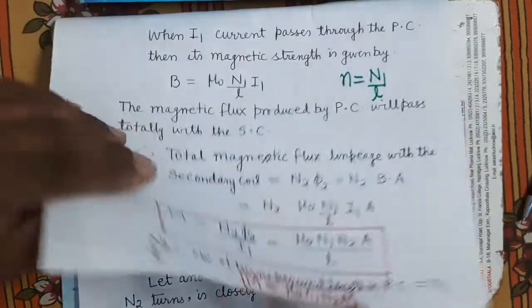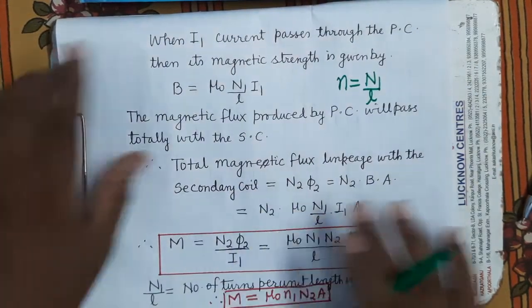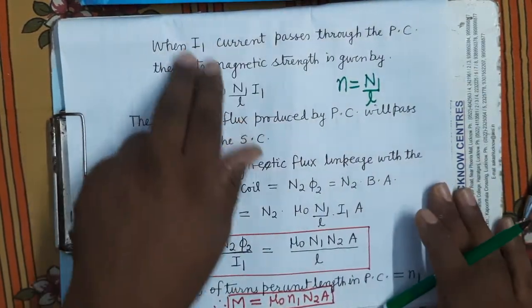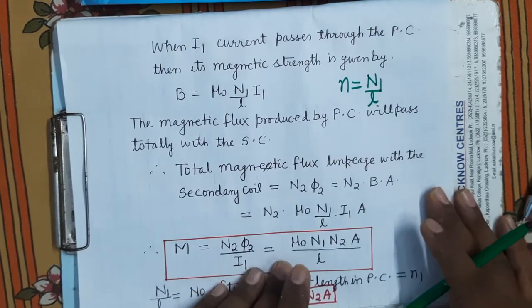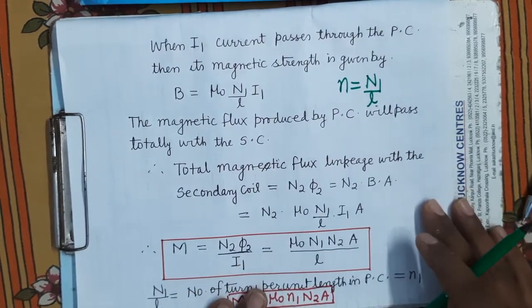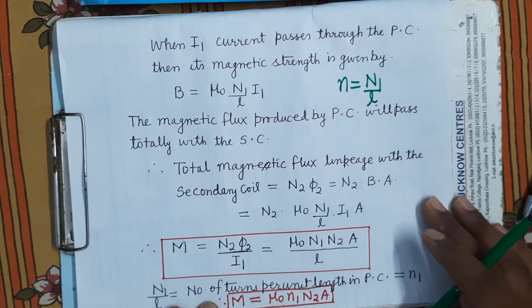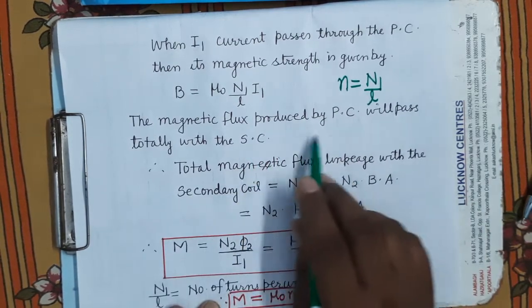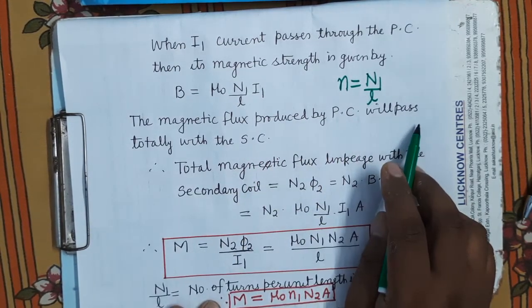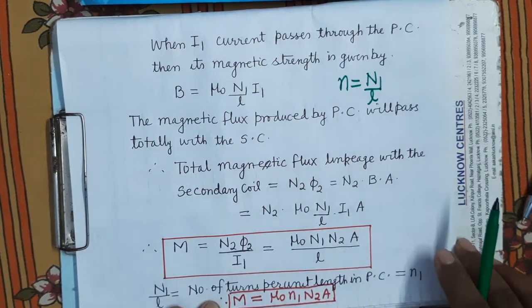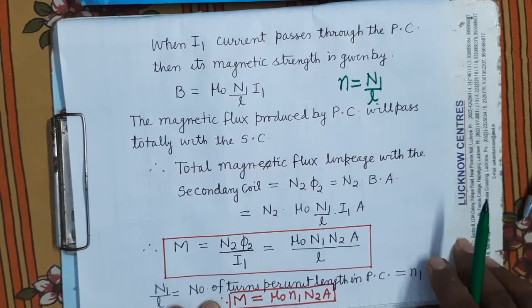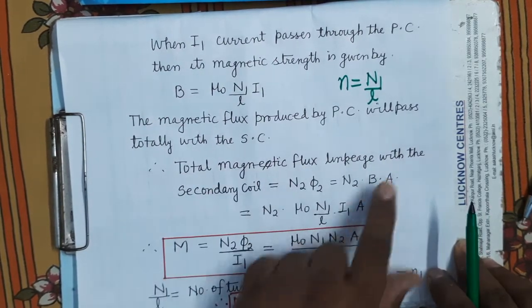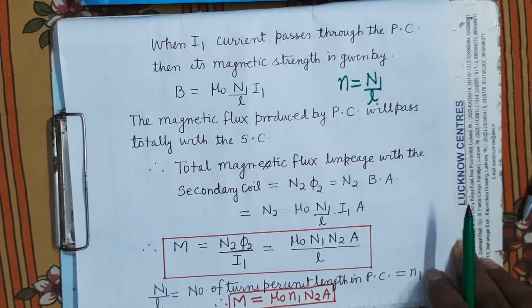Is it clear? Leakage of the flux means the flux which is produced by the primary but does not pass through the secondary. But here there will be no leakage. So see here, the magnetic flux produced by the primary will pass through each turn of the secondary. So what will be the total magnetic flux linkage with the secondary?